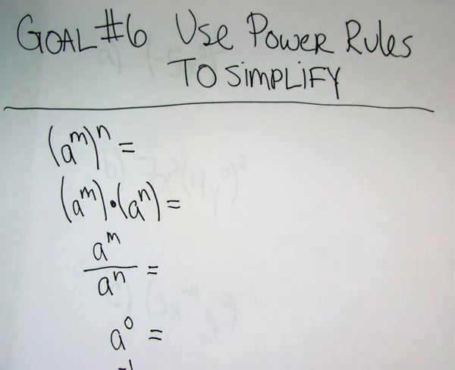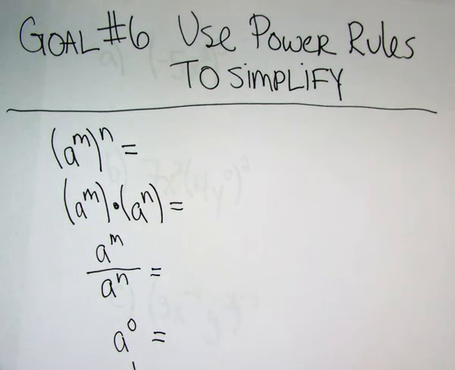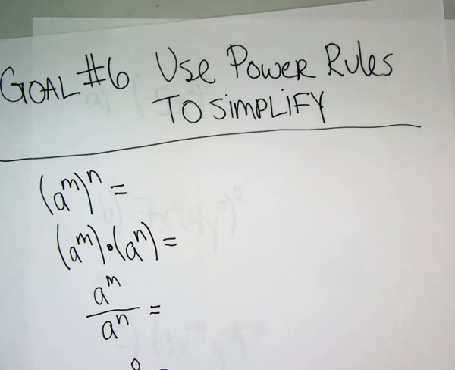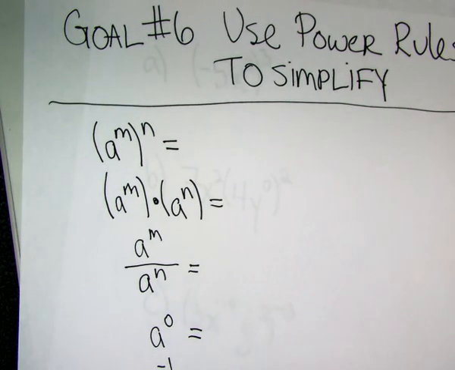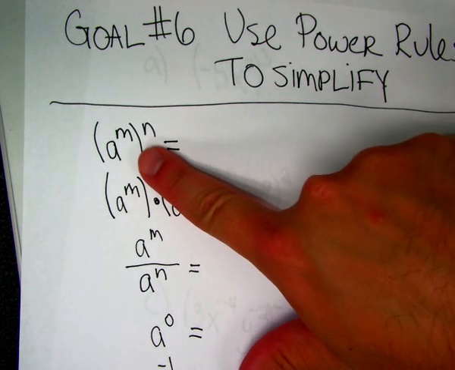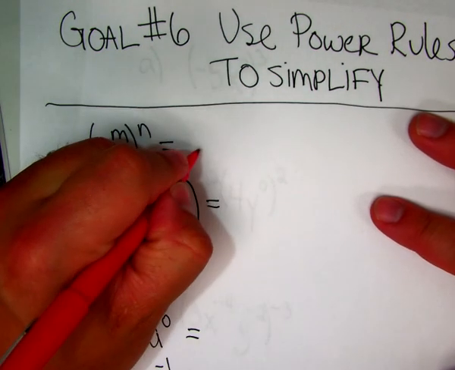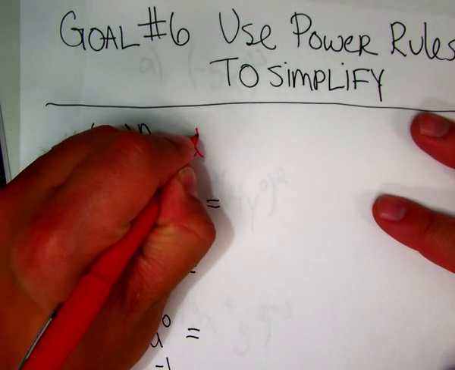Hi everybody. For today we're going to be doing goal number 6, which is using power rules to simplify general expressions. So before we actually start doing those, there's a few rules that you need to know regarding powers. Okay? If we have a to the m raised to the n, this means we have a power raised to a power. This one's going to be a to the m times n.